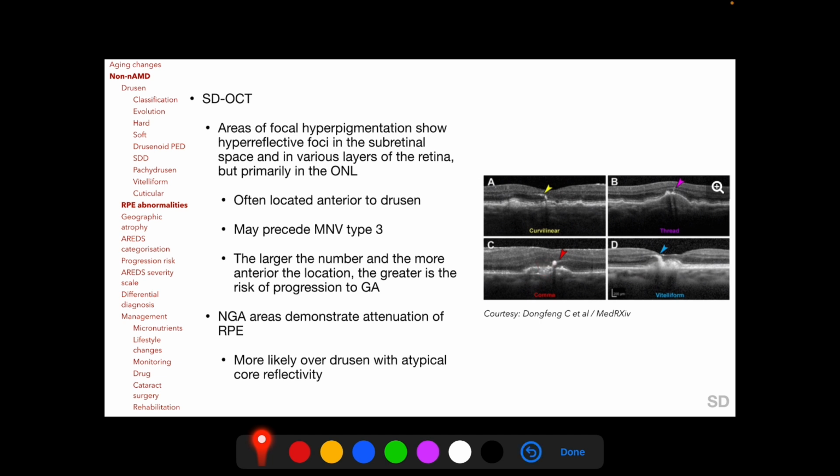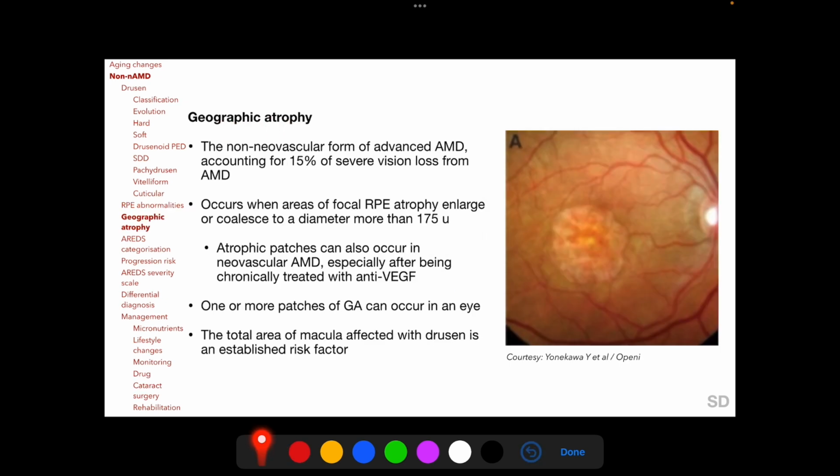These intraretinal and subretinal hyperreflective foci are often located anterior to drusen, and the larger their number and the more anterior their location, the greater is the risk of progression to geographic atrophy, and this is important to remember. Geographic atrophy is one of the two types of advanced AMD and is the non-neovascular form of advanced AMD, accounting for 15% of severe vision loss from AMD.